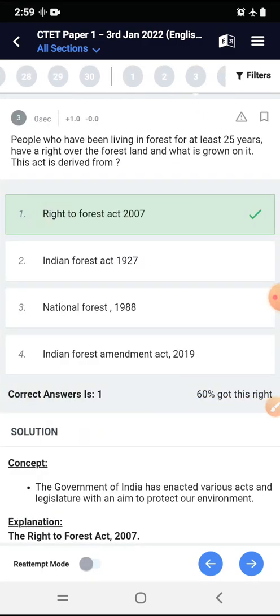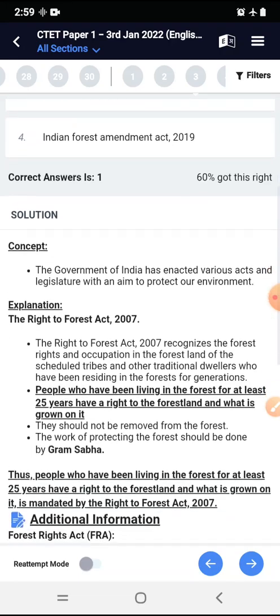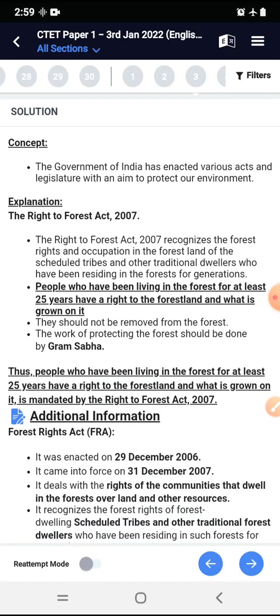People who have been living in the forest for at least 25 years have a right over the forest land and what is grown on it. This act is derived from the Forest Rights Act 2007. The Government of India has enacted various acts and legislation with an aim to protect our environment. The Forest Rights Act recognizes the forest rights and occupation in the forest land of the scheduled tribes and other traditional dwellers who have been residing in the forest for generations.